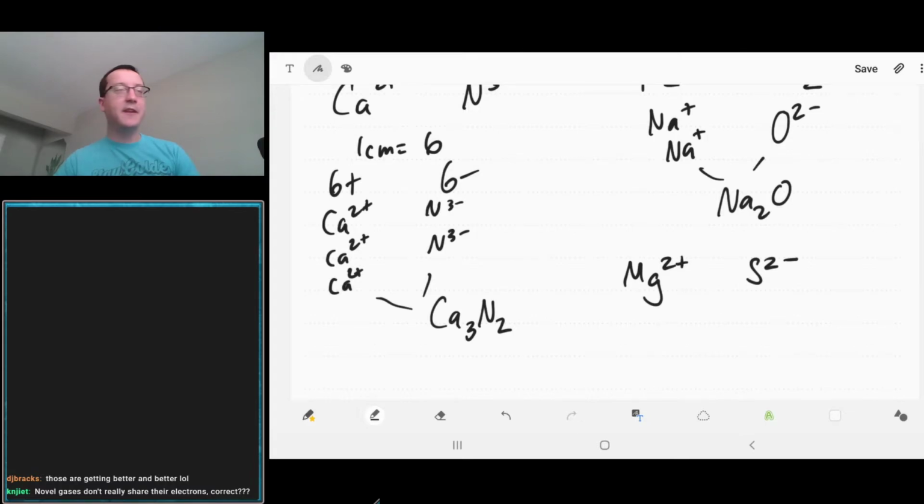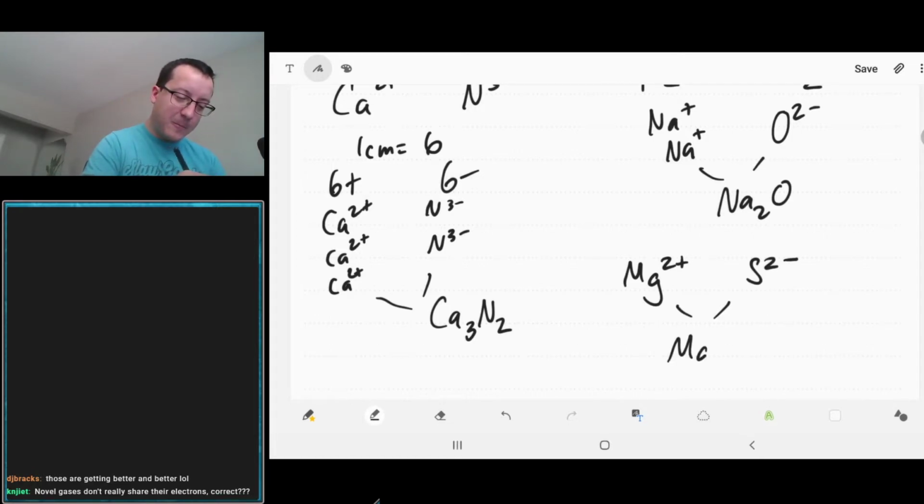And so here's another example. We see this one, both of these are already 2. They are already their least common multiple. And so we just need to put them together.